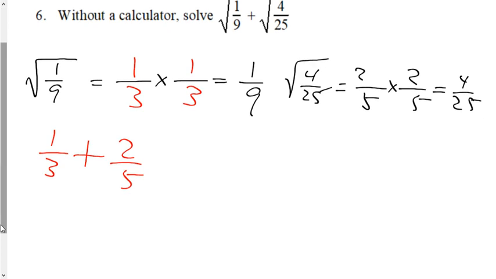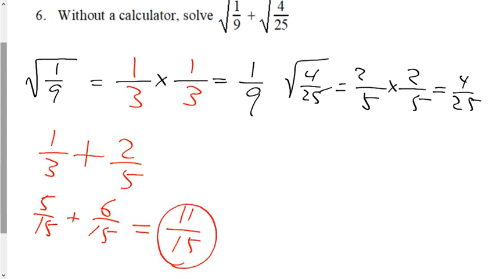This is a grade 7 question. Common denominator is 15. Equivalent fraction, equivalent fraction. Once you have them written, add your numerators, keep your denominator. Your final answer is 11/15.